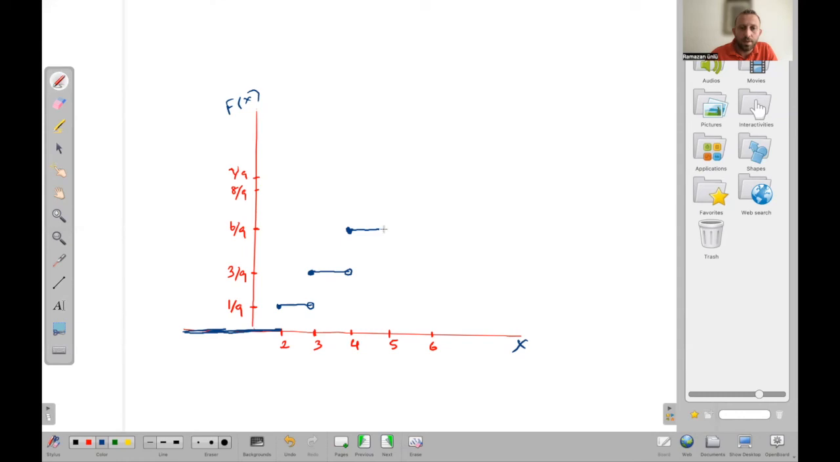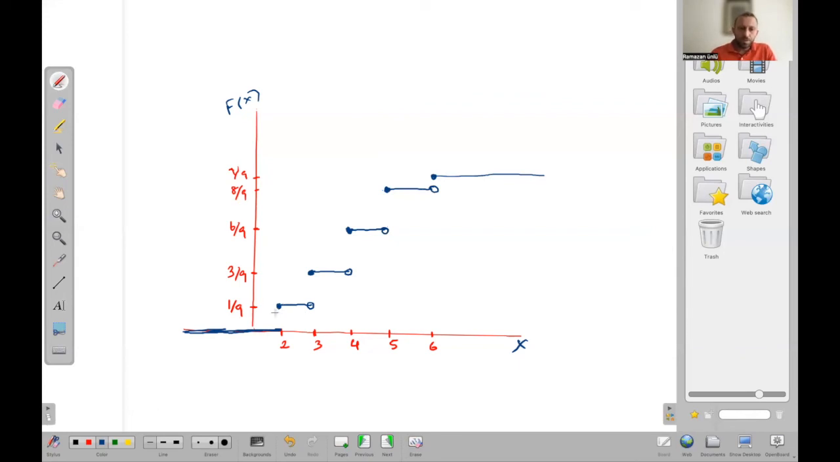And at the point of 5, it will jump to this point, and the probability will be 8 over 9 until the point 6. And at 6, it will jump to that point. Okay? And after that point, it will be 1. So this is the CDF of this one.